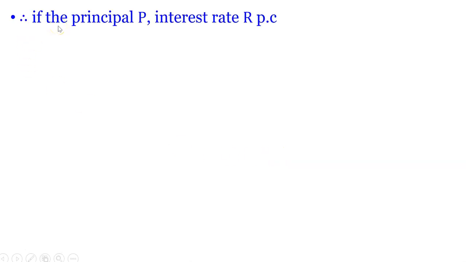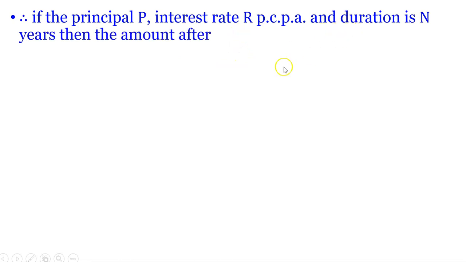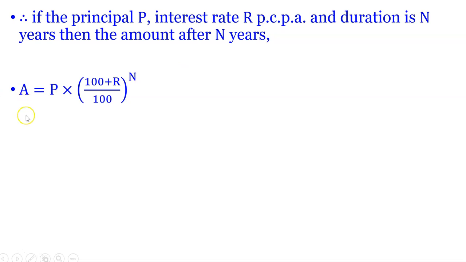If the principal is P, interest rate r, and the duration n years, then the amount after n years, that is A, is equal to P into ((100 plus r) upon 100) raised to n. And if we simplify it, again 100 upon 100 is 1, that is A is equal to P into (1 plus r upon 100) whole raised to n.